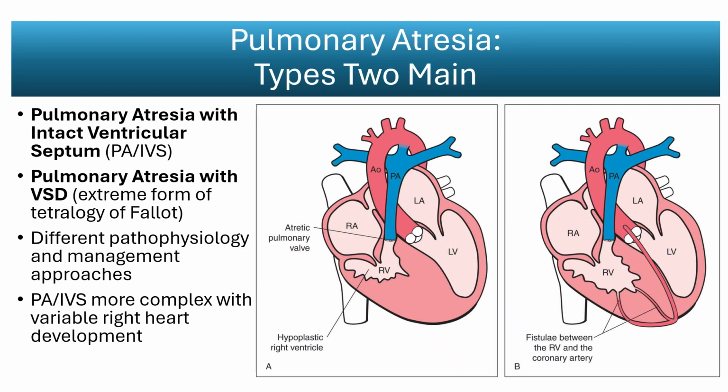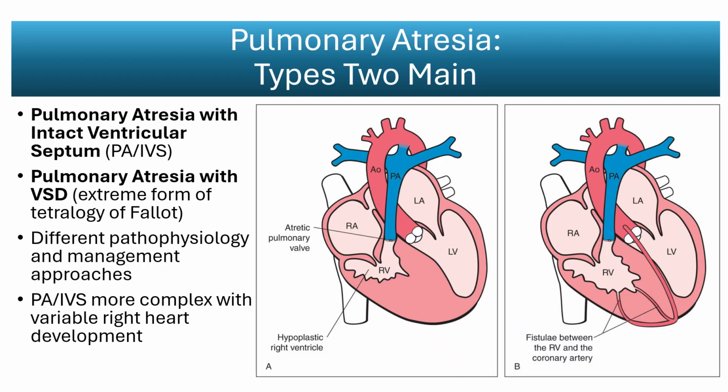Pulmonary atresia is not a single entity but two distinct categories with very different physiology. Pulmonary atresia with intact ventricular septum is a unique lesion where no forward flow crosses the pulmonary valve. The right ventricle may range from near normal to severely hypoplastic, and coronary artery abnormalities or ventriculo-coronary connections are frequent. This form is often the more complex because management must account for the adequacy of right heart structures and potential coronary dependence on right ventricular pressure.